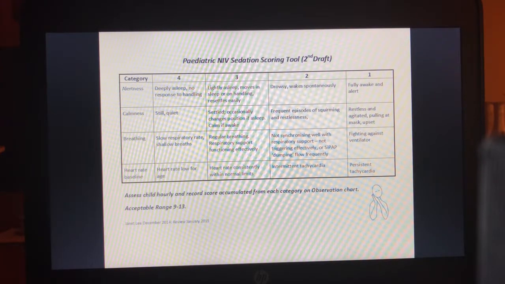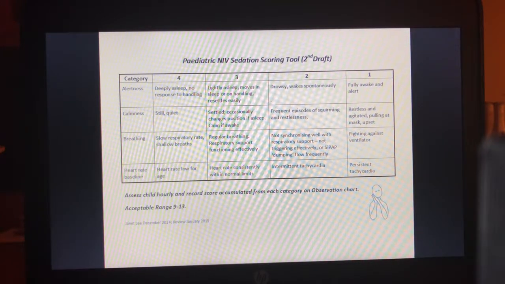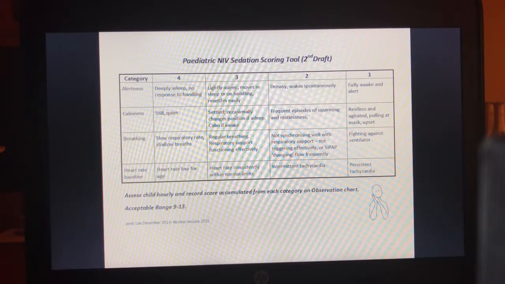So a score of 12, you can see, would include on alertness a light sleep, perhaps moving on handling but certainly resettling, perhaps calm when awake, and occasionally changing position in sleep, with clearly regular breathing and the level of support functioning effectively, whilst the heart rate is consistently within normal limits.